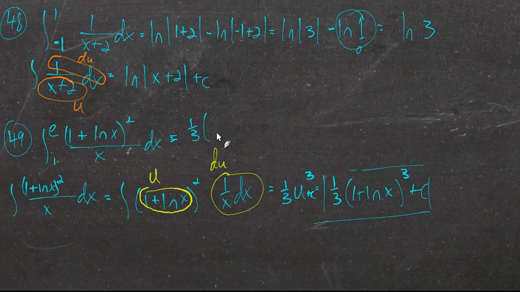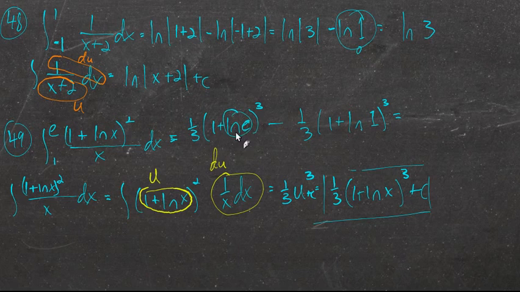1/3 times 1 plus the natural log of e, we're going to raise that to the third power. Then we're going to subtract 1/3 times 1 plus the natural log of 1, and raise that to the third. What do we have here? The natural log of e is such a special number with the natural logs because the natural log of e is 1. And so we have 1 plus 1. So together we have 2. So this all together is 2 to the third. That's 8. Okay, so this is 8. 8 times a third, that's 8/3.